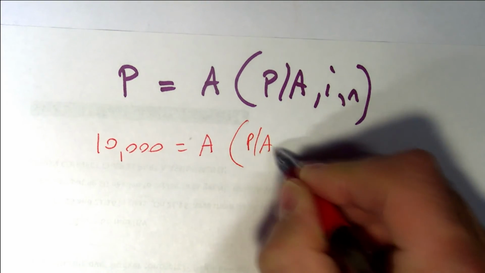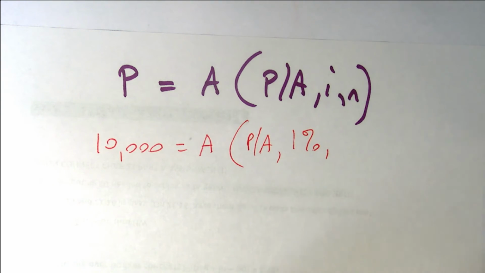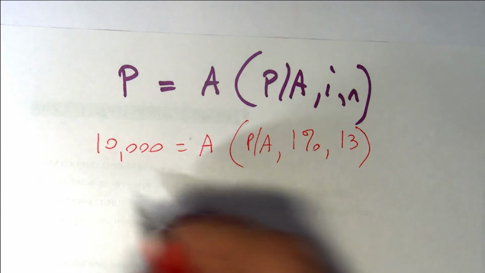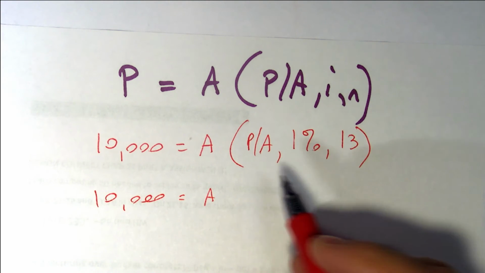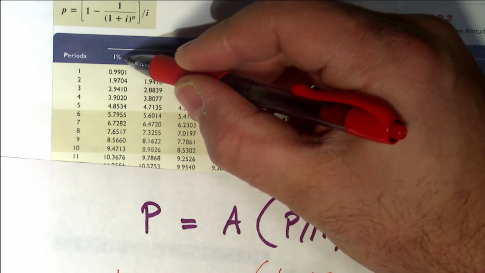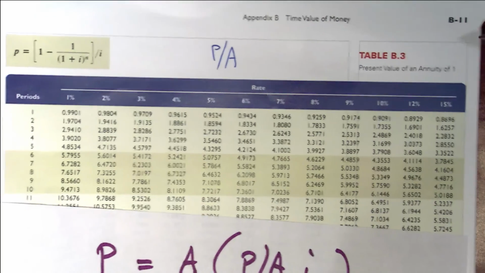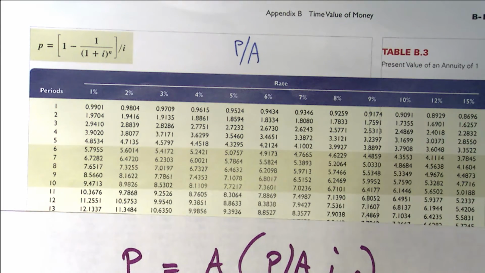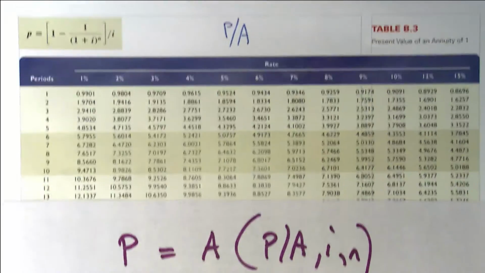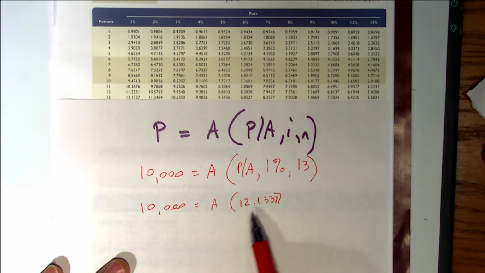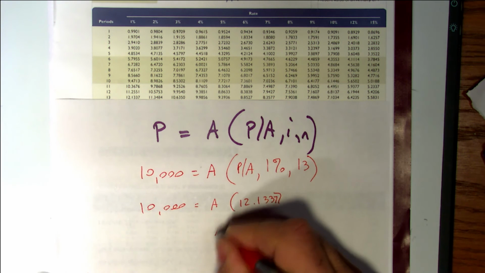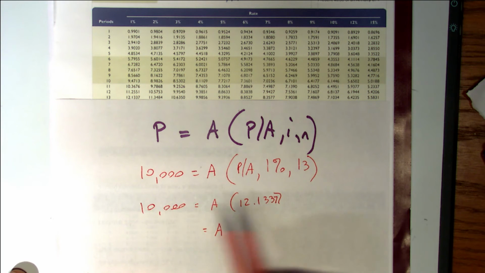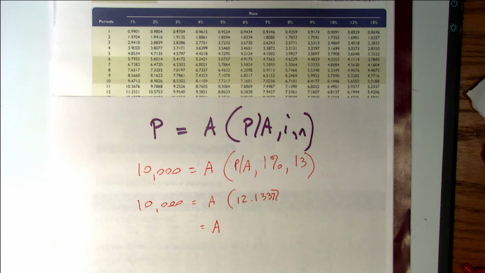We're going to go to our P of A table. You told me correctly that I equals 1%, and you told me correctly that N equals 13. Is that correct? So 10,000 equals A. We're going to go to the P of A table and look in column 1%, row N equals 13. And if I do that, here's our P of A table, table B3 on page B11. This is 1%. Row 13, I believe, equals 12.1337. Is that correct? Okay, so let me zoom out a little bit here. Okay, 10,000 equals A times 12.1337. Okay, thus our recurring payment equals 10,000 divided by 12.1337.